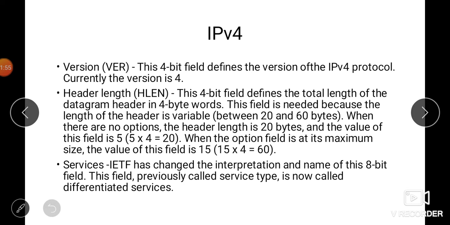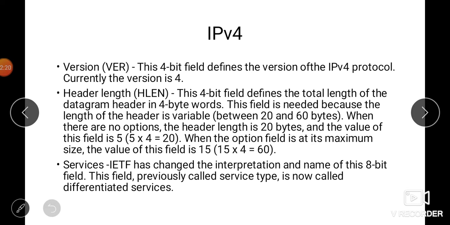First one is version. Version is a 4-bit value which is defined in the IPv4 datagram. Basically two versions are there, IPv4 and IPv6. So it is IPv4, so the value is 4. Next we have header length. Header length is a 4-bit field which defines the total length of the datagram header in 4-byte words.